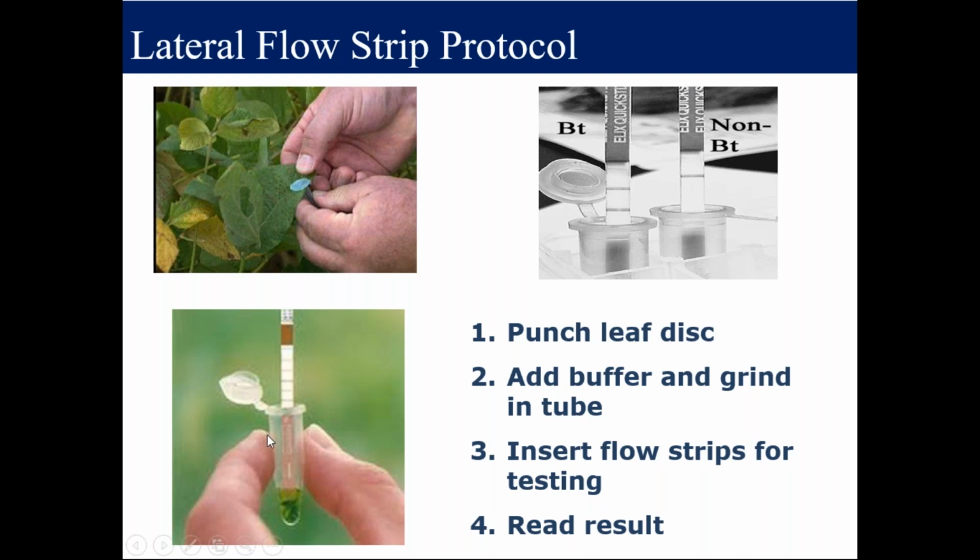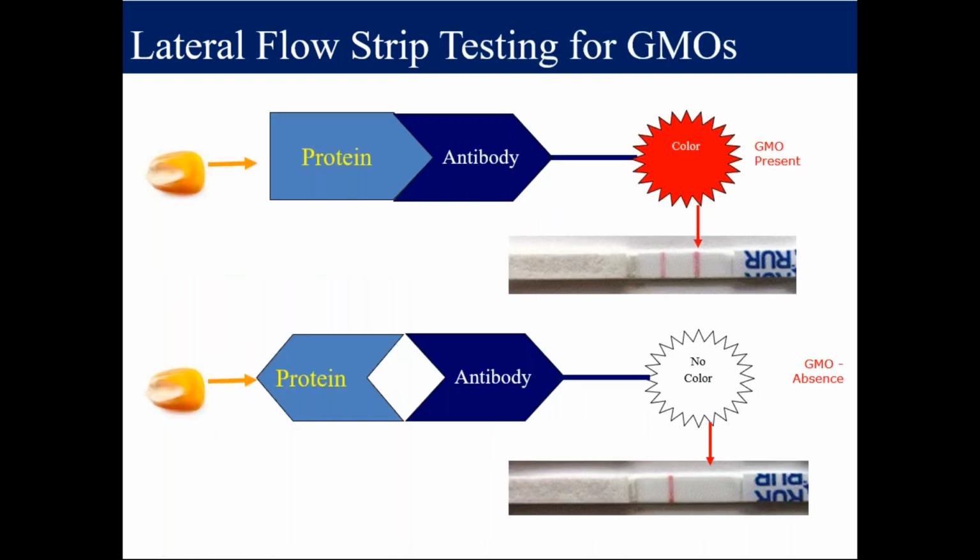The lateral flow strips are available. You add buffer. You can also just add water, make an aqueous extract, insert the strips into it, and then read the results. If the seed is a GM seed, it will have the protein, it will react with the antibody, and the color or signal will develop, and you know that a GMO is present. You can see it by this line, the antigen-antibody line, whereas this is the control line for the strip.